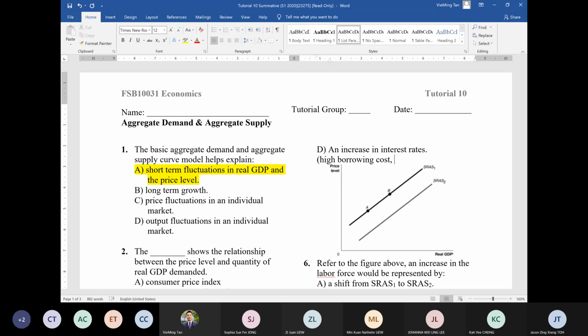If the borrowing cost is high, what is the impact? It is actually not good for the investment. The investment will reduce because it's expensive to borrow money to set up a business. So usually this will reduce the I.